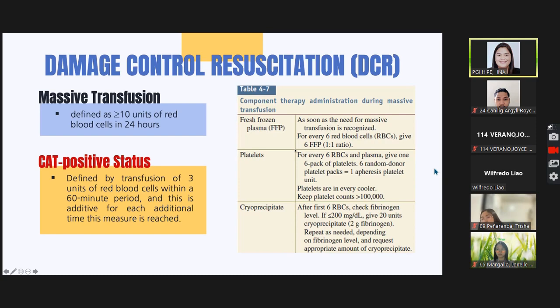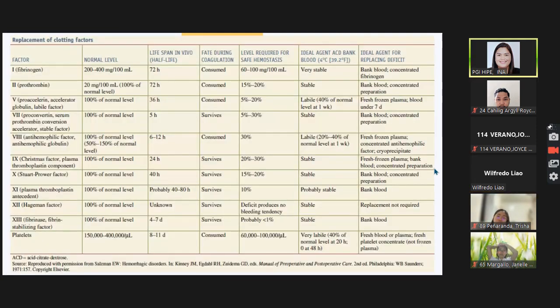So this one, as mentioned. These are the component therapy administration during massive transfusion. So we have your FFP, the platelets, and the cryoprecipitate. Okay. So also the replacement of clotting factors. This is also in the textbook. Yeah, this is in the Schwartz.